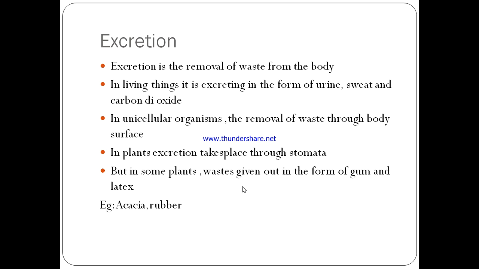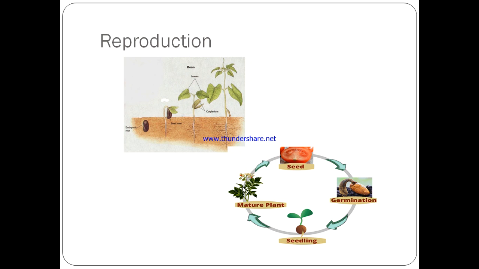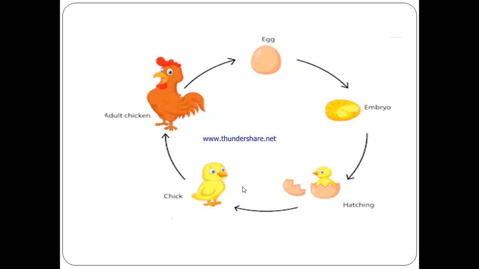Next characteristic feature of the living organism is reproduction. All living organisms have the ability to produce young ones of their own. A cat produces kittens. A hen lays eggs, as you can see here. First a hen lays eggs, which hatch into chicks, which finally grow into hens.